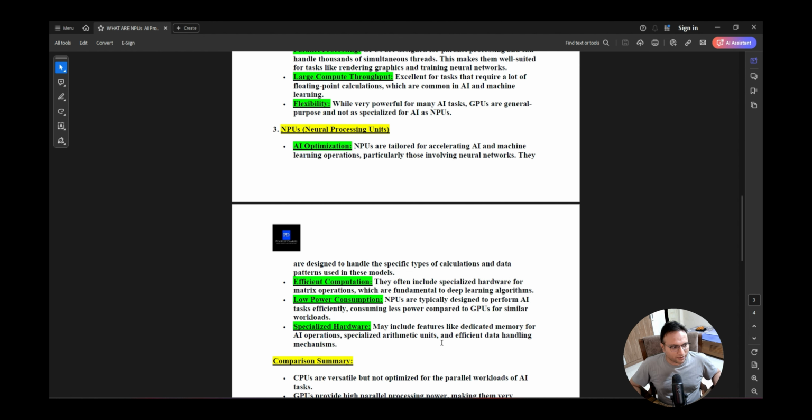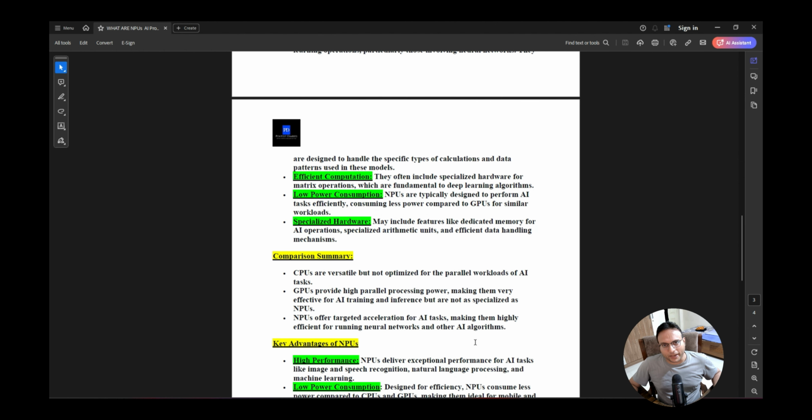And specialized hardware may include features like dedicated memory for AI operations, specialized arithmetic units, and efficient data handling mechanisms, which are most important. So it has a different aura, different types of sections just to run those tasks for AI, instead of doing everything with the GPU.